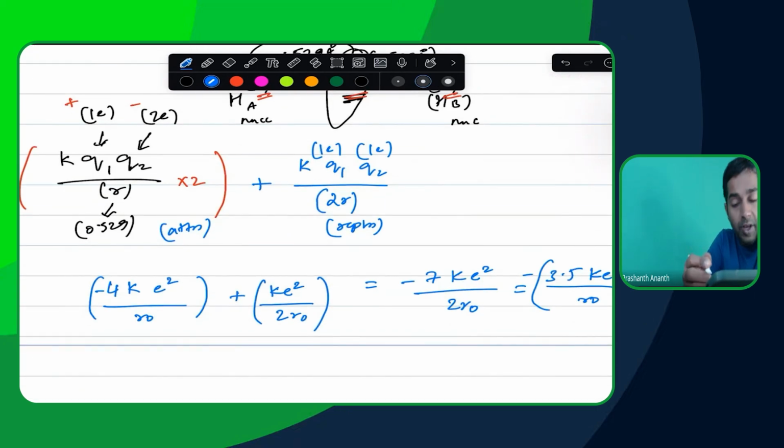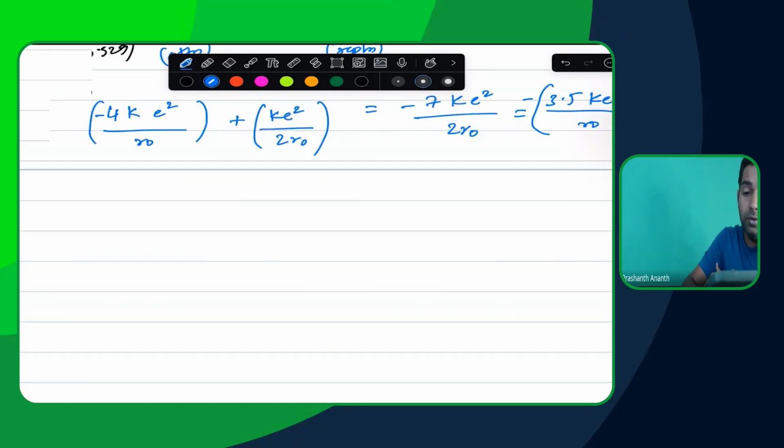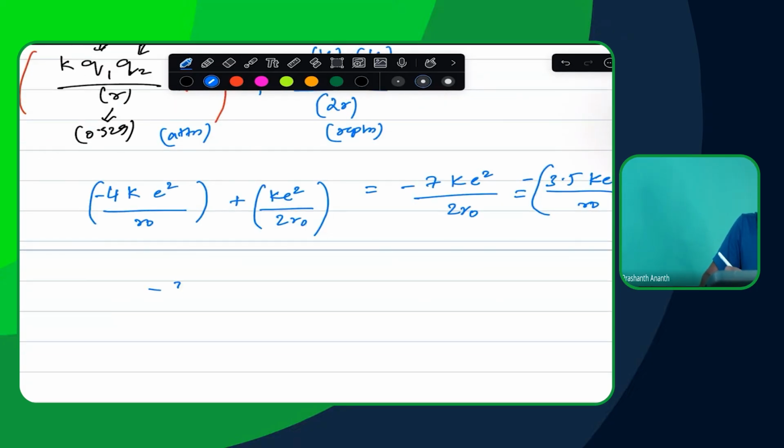Per mole, if I have to calculate, this will work out as multiplied by Avogadro number. It works out as minus 3.5 Ke squared by R naught multiplied by Avogadro number.